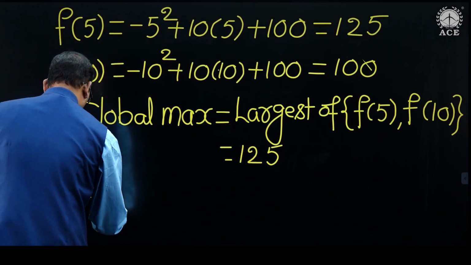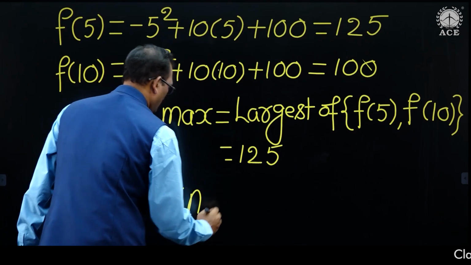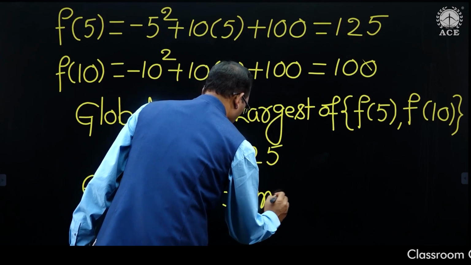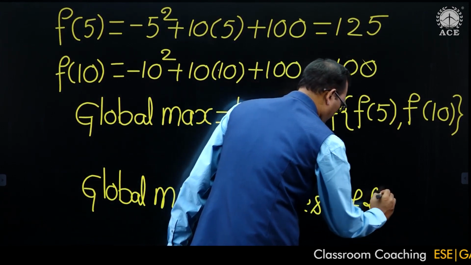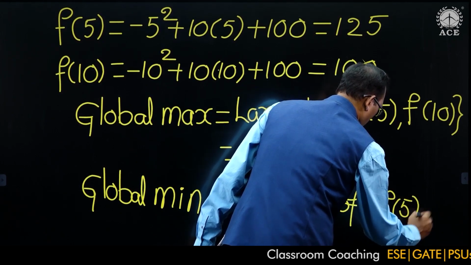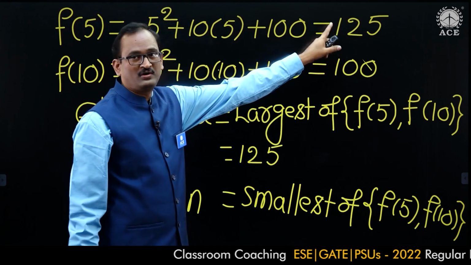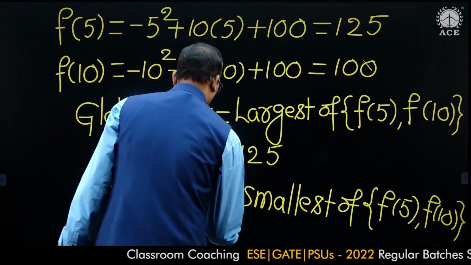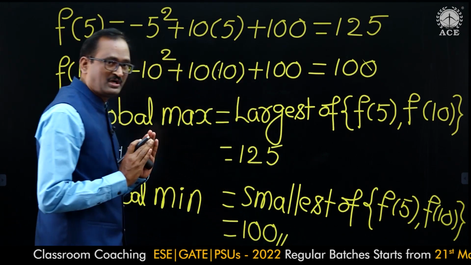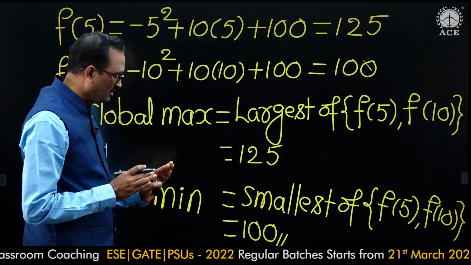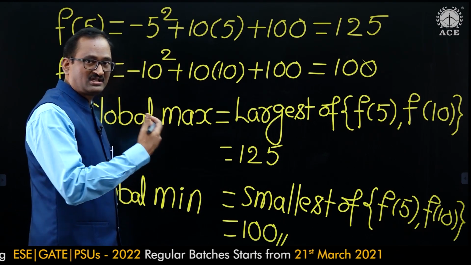And the global minimum, we need only global minimum. Global minimum is equal to smallest of f of 5, f of 10. Smallest value of these two, that is 100. So global minimum is 100. We just need the smallest value, I mean minimum value, that is 100 is the required answer. Let us see the next problem.